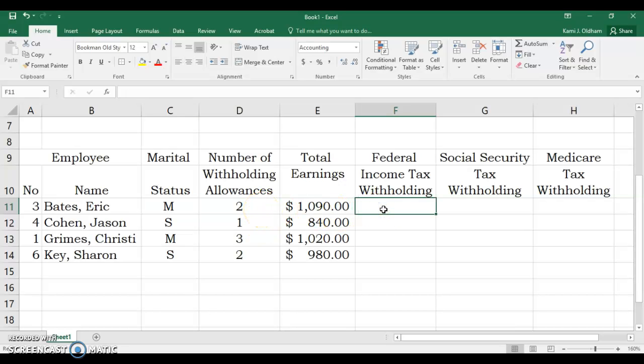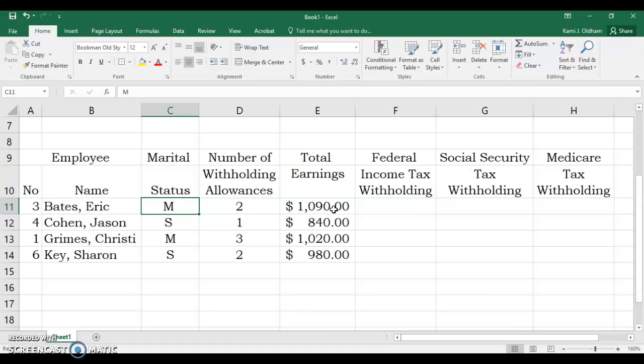So the first one we're going to do is your federal income tax withholding. Now we're going to get that by looking in your book on page either 347 or 348, depending on this right here, depending on this marital status. So Eric here is married, so I'm actually going to turn to page 348. He has 2 allowances and he has earned $1,090.